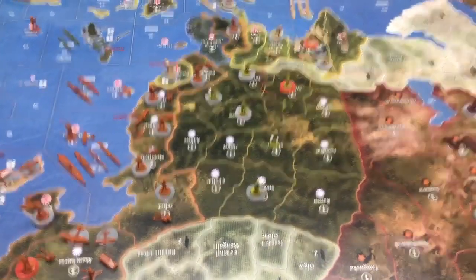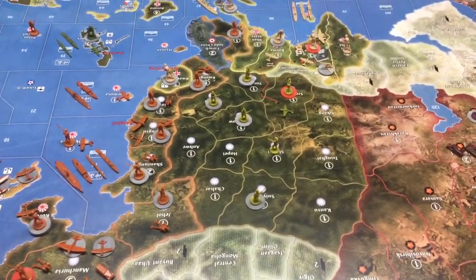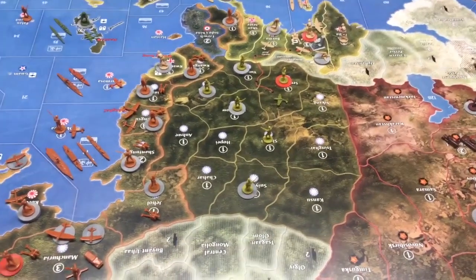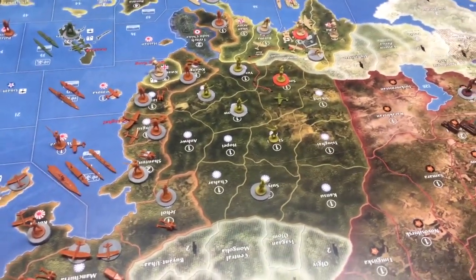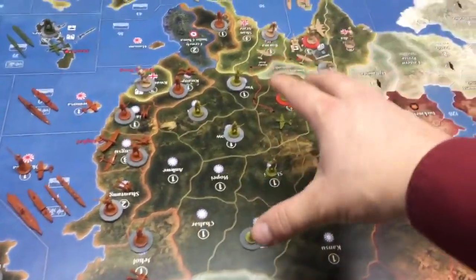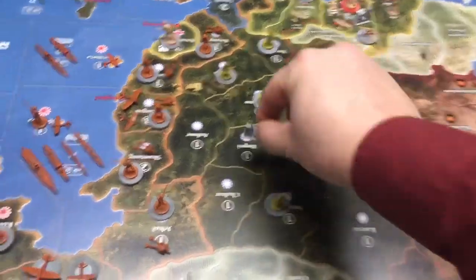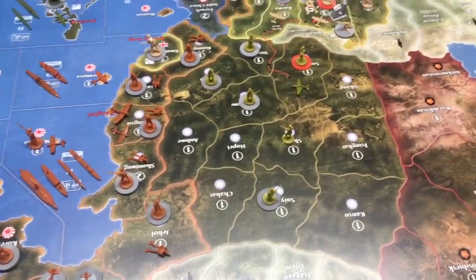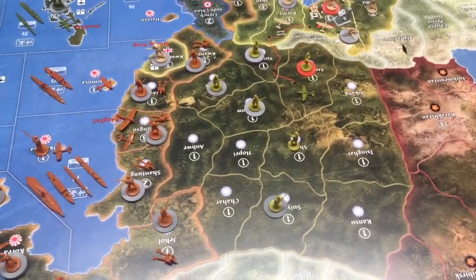Now let's get into how they place units. Almost every playable nation has at least one production facility to build units on. However, China does not have any production units. We don't have these factories, okay, that everybody else has. So how are we going to place our units?